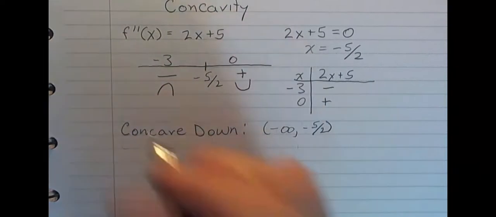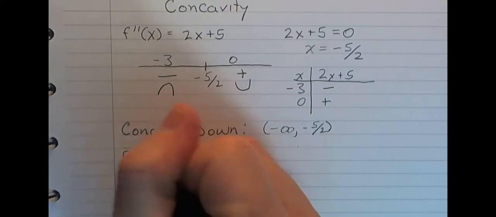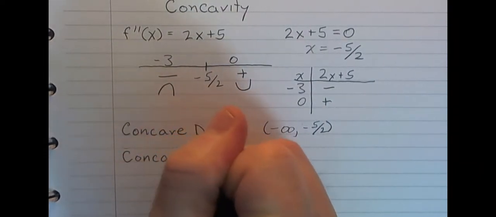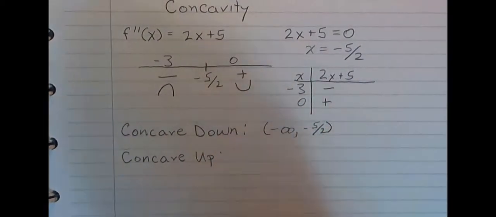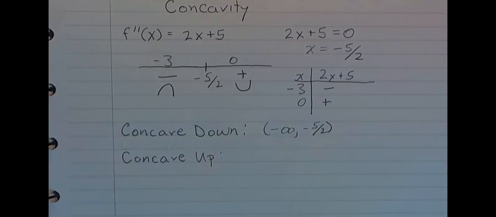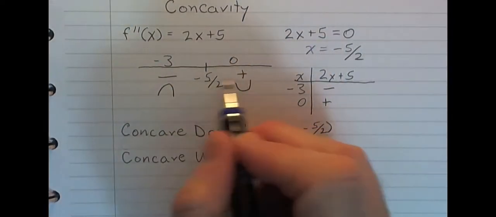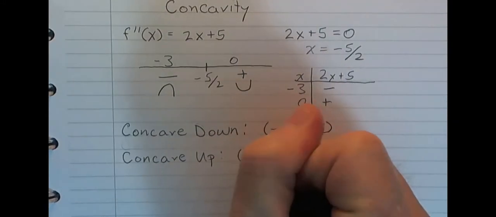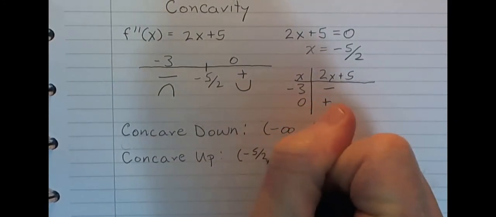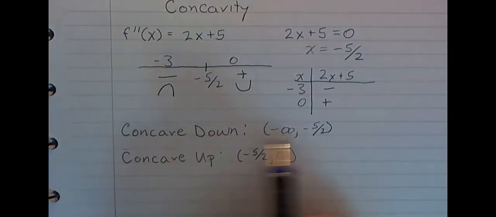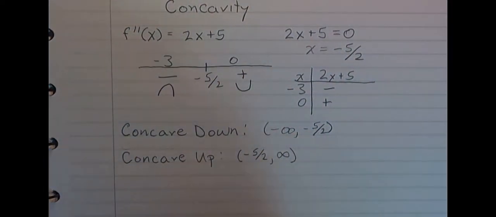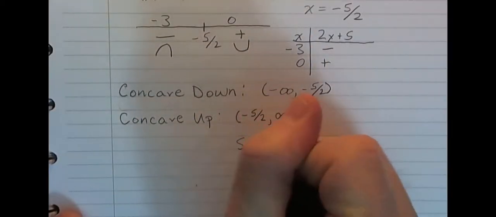Okay, now we want to say, okay, well, where is the graph concave up? In other words, on which open interval is the second derivative greater than 0? Well, here it is right here. See? So it's going to be negative 5/2 to infinity. There it goes. Concave down, concave up. Now, here's the second derivative test. Let's go ahead and apply the second derivative test.